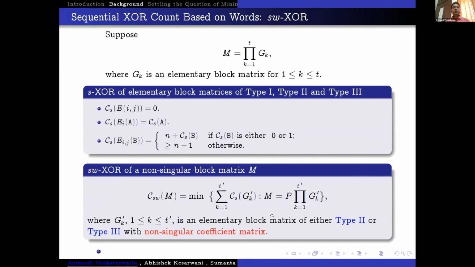Similar to the SXOR, we consider decompositions of this form where P is a block permutation matrix. Since its cost is 0, we want to separate it and look at the other portion, which is a product of type 2 and type 3 matrices with non-singular coefficients. The SWXOR cost of the block matrix M is the minimum over all such decompositions of this form.